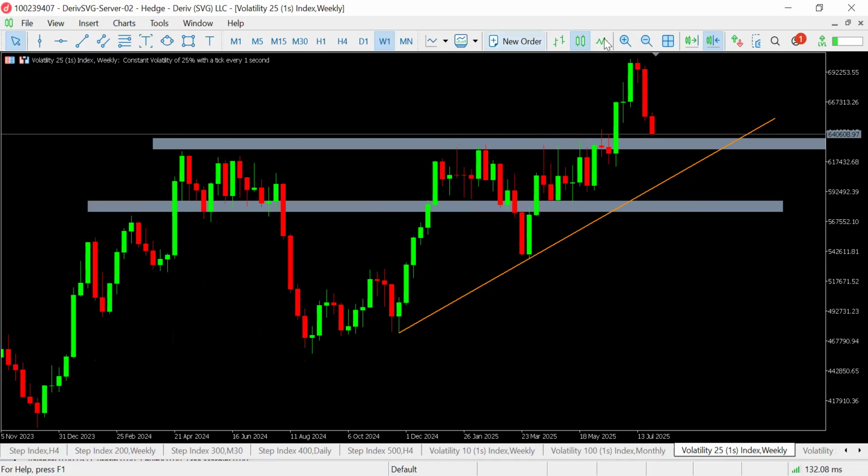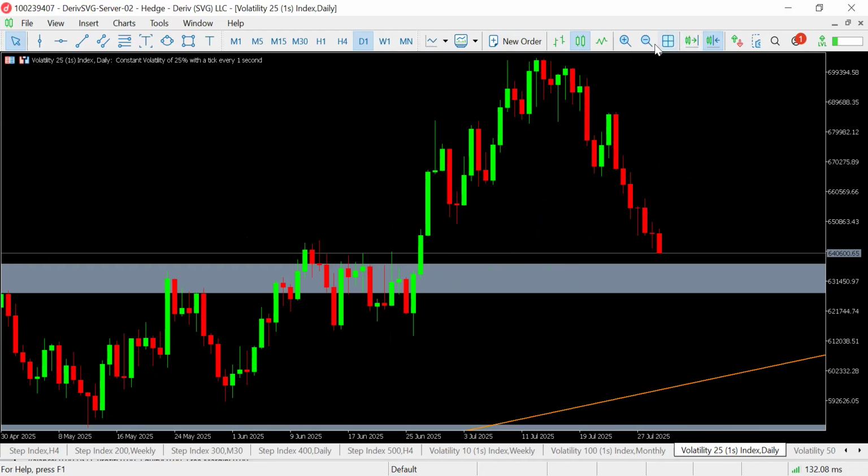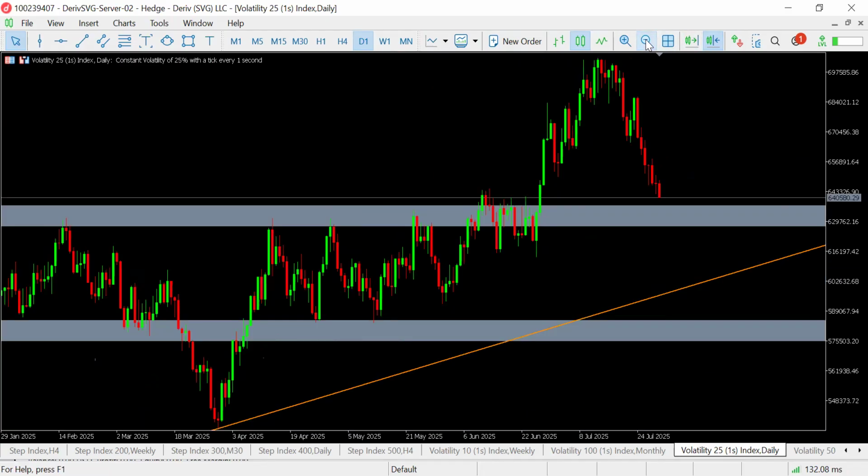So without wasting much time, we can now go down to the daily time frame to see if we can get much more information. Now on the daily time frame, remember we drew this support zone from the monthly time frame. Now on the daily time frame, we can see clearly that there's room for us to add an internal trend line.